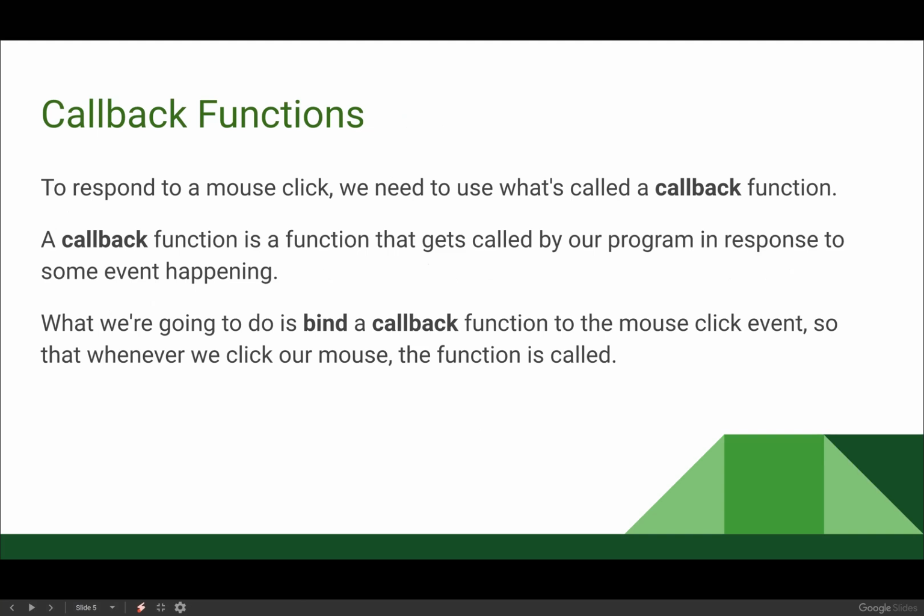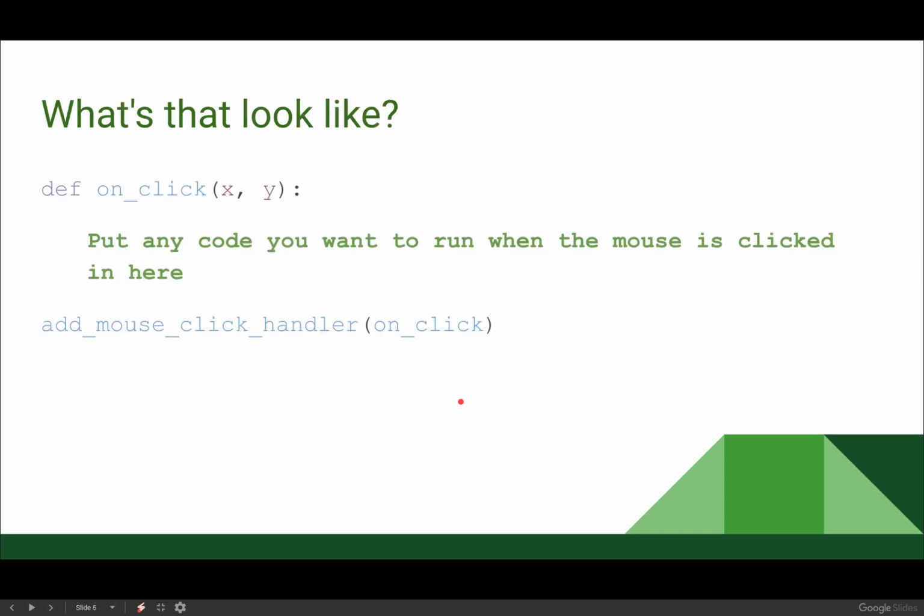Callback functions are functions that get called by our program in response to something happening. What we're going to do is create a callback function, and make it so that function is called anytime we click the mouse. So here's what that's going to look like. I am going to define my onClick function so that when I click, this will be called, and this function is automatically going to receive the X, Y coordinate where the user clicked. So we're going to put any code we want to run when the mouse is clicked into here. I need to have it indented by 1 tab.